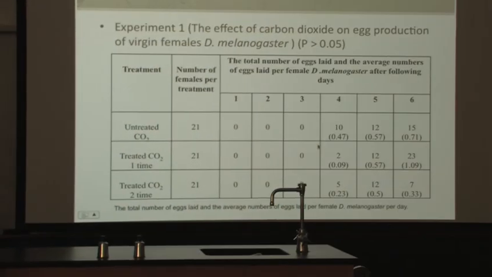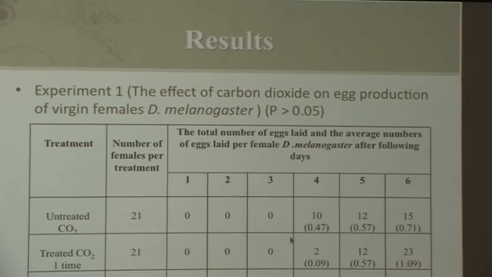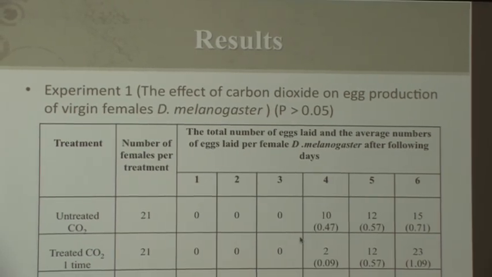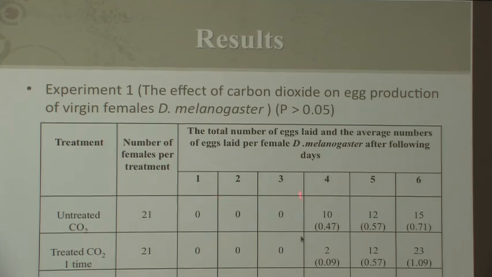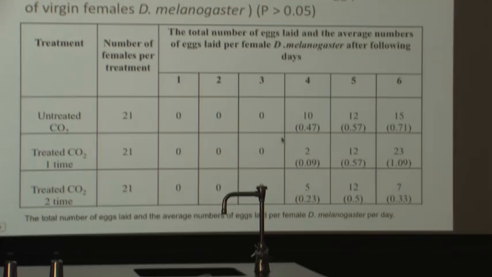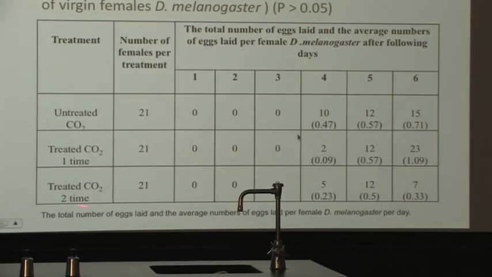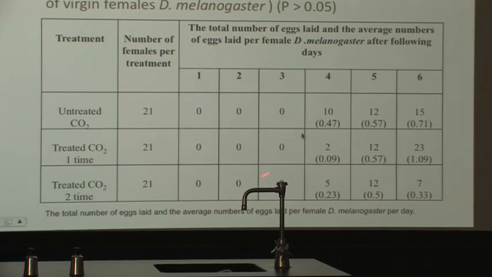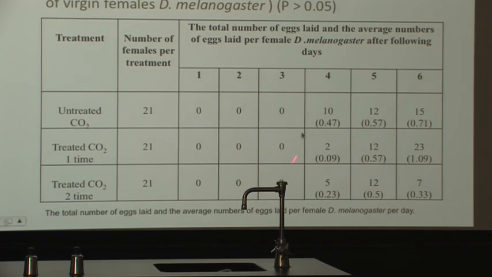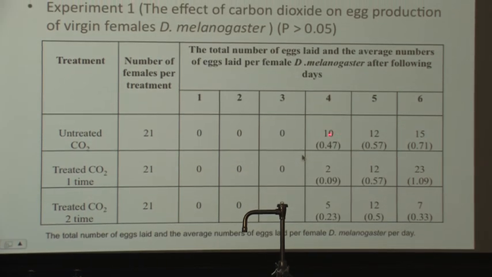First, I want to show the results of experiment 1. This table contains the total number of eggs laid and the average number of eggs per female Drosophila melanogaster per day. We have 3 different treatments, but in all treatments the females didn't lay any eggs during days 1 to 3. They start to lay eggs from day 4.